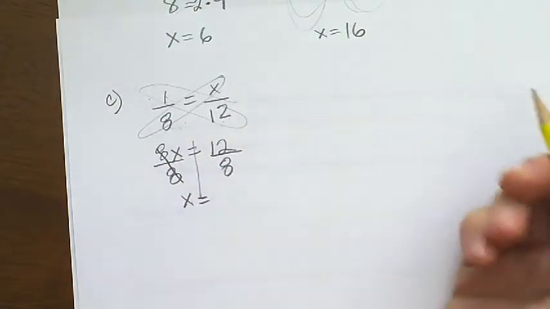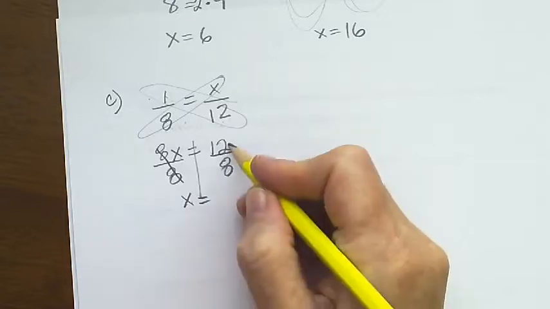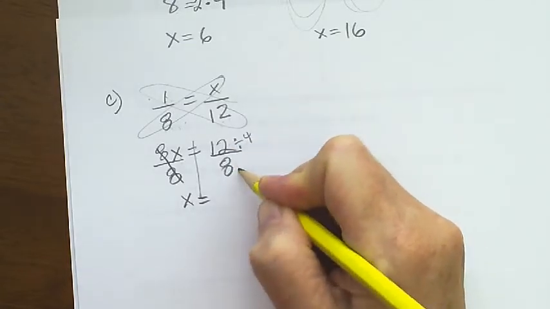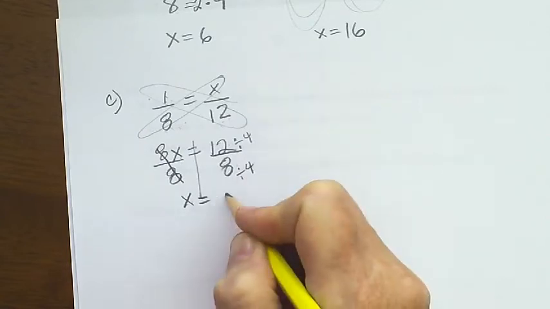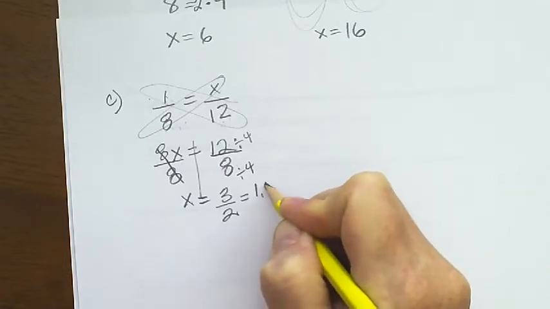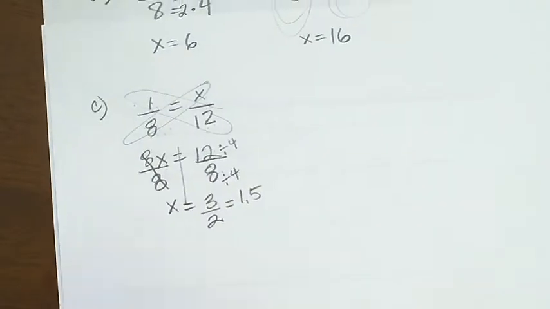So that gives me 12 over 8, which reduces to, remember these are both divisible by 4. So if I do 12 divided by 4 and 8 divided by 4, I get 3 over 2. Or you could write 1.5.